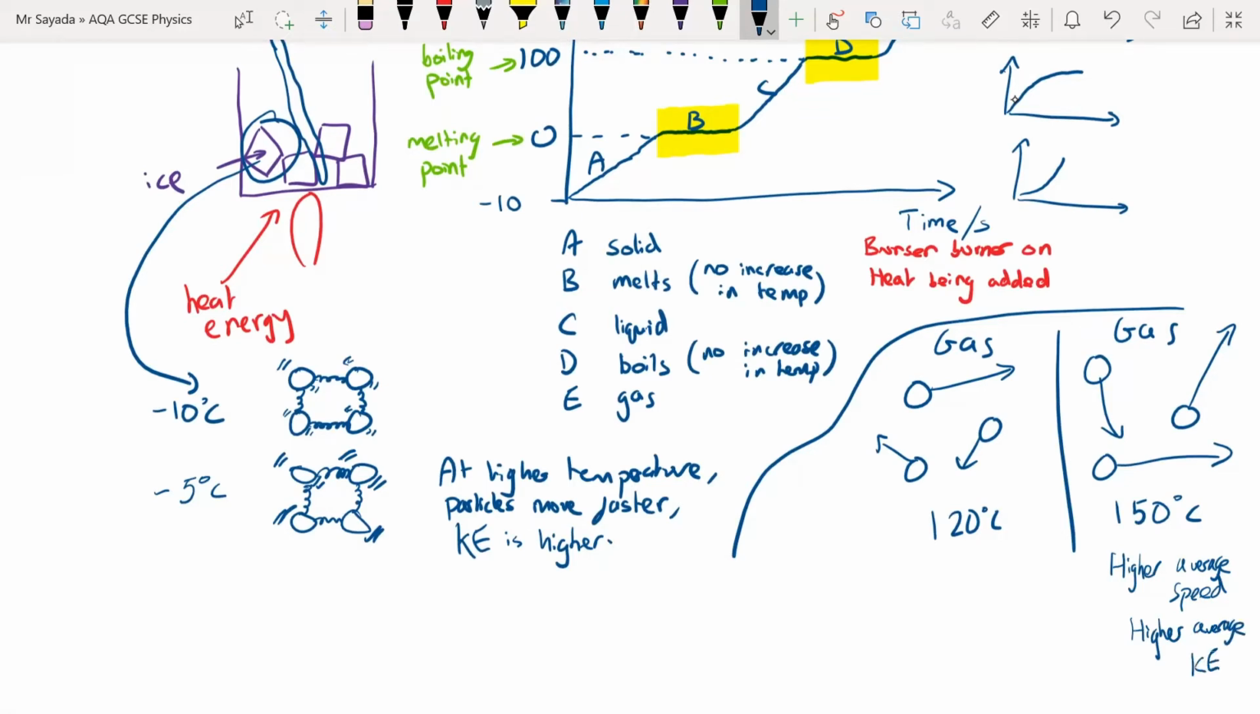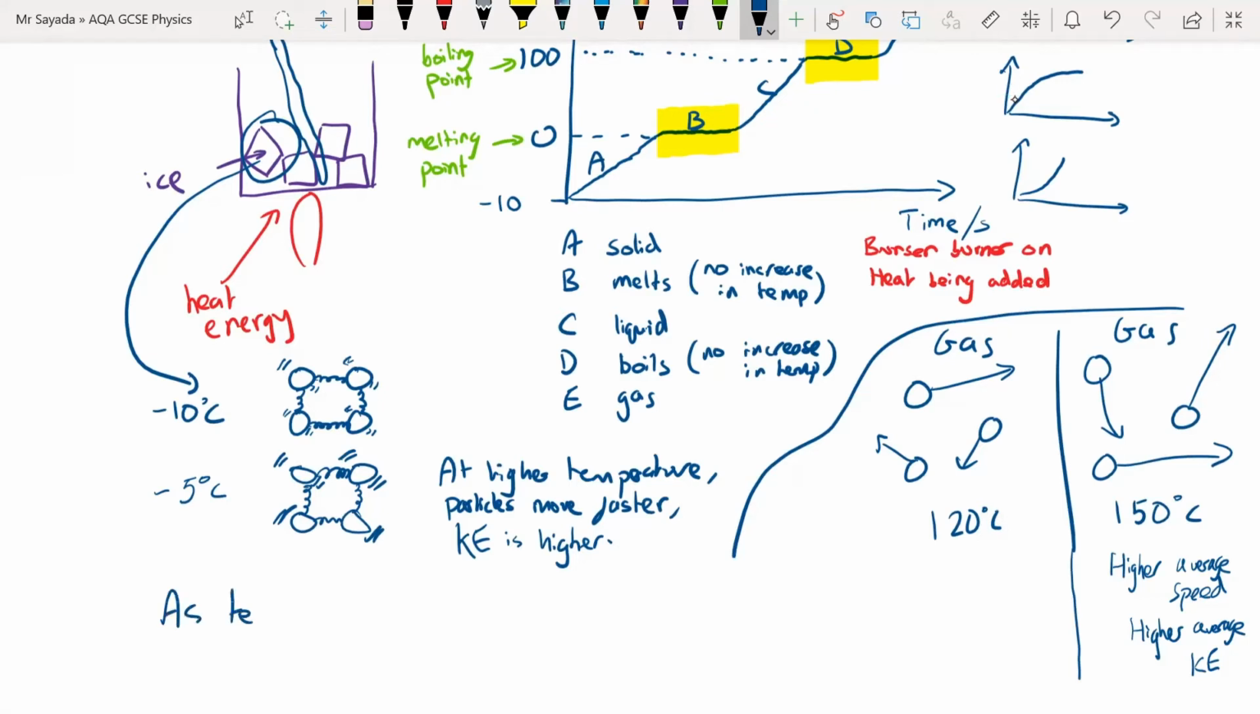Notice this word average, because in a gas and also in a liquid and also in a solid, not every single particle has exactly the same kinetic energy. But if you find the average, the kinetic energy is higher in a hotter substance. So there is a link between the temperature of a substance and the average kinetic energy of the particles. So I'm going to write that as a final sentence.